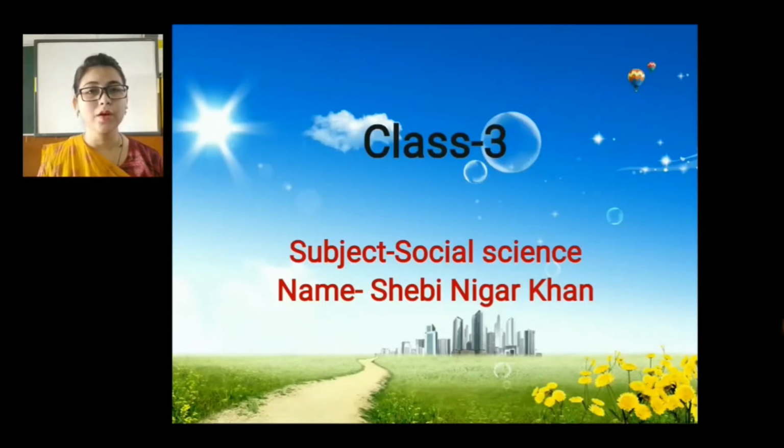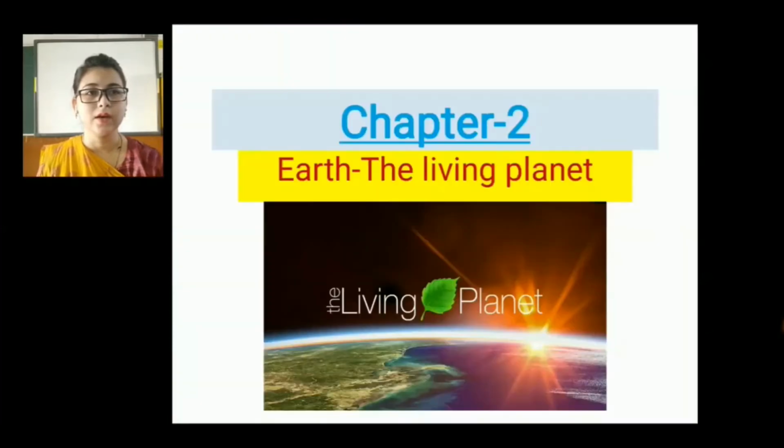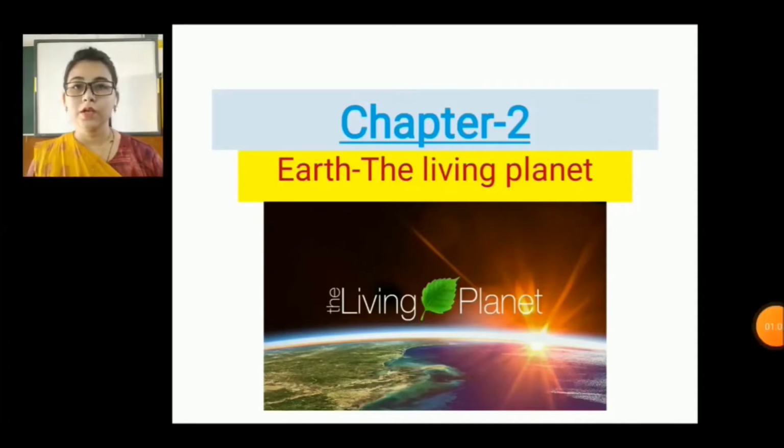In the previous chapter, we studied about the universe, the earth and the universe. We have seen about the stars, planets, sun and the solar system. Now let's move on and study chapter number 2, that is Earth, the living planet. Yes, it is a unique planet where living things can be found. So students, let's get started.